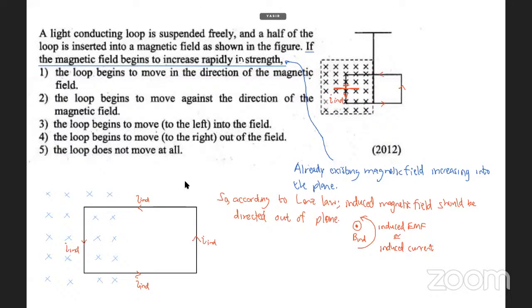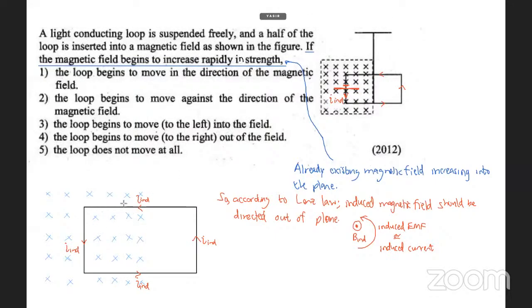And how do you decide the direction of that magnetic force? You can decide the direction of that magnetic force using Fleming's left hand rule this time. Fleming's left hand rule, don't forget. So here, nearly half of the loop is inside the magnetic field, right? It doesn't matter. If you apply Fleming's left hand rule, you can find the direction of force.